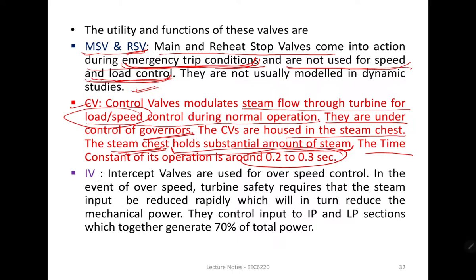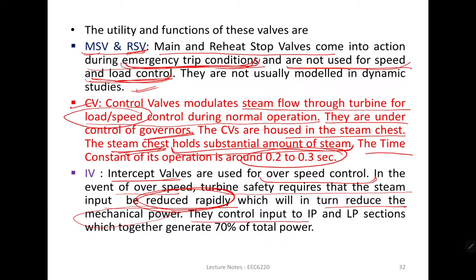Now intercept valve. Intercept valve is what? These are used for over speed control, ठीक. In the event of over speed, turbine safety requires that the steam input be reduced rapidly, which will in turn reduce the मैकेनिकल पावर, जिससे फिर मैकेनिकल पावर भी उसमें कम हो जाएगी. जैसे अगर हम एकदम से स्टीम कम कर देंगे, the mechanical power output from the turbine is also going to get reduced, okay.